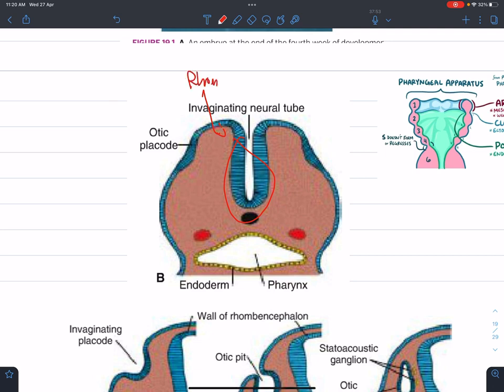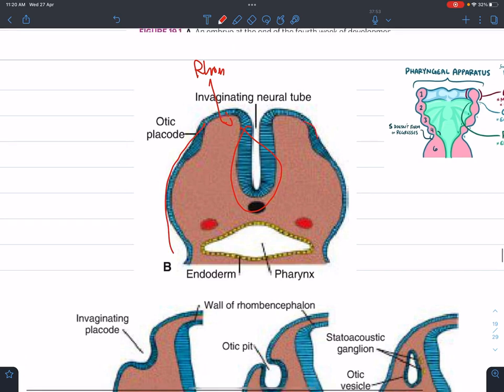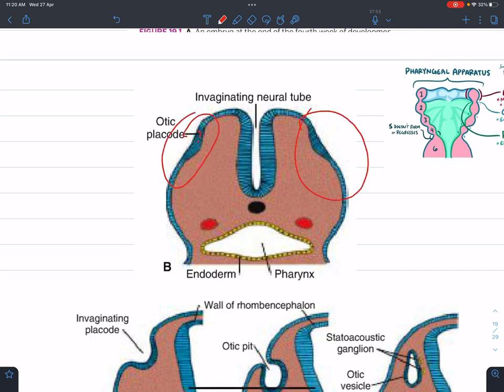Besides the neural tube, which is by the way invaginating, around it is the surface ectoderm, the blue color, okay? We can also see the red color, that's the mesoderm, and the yellow color, that's the endoderm, all right? And this is the notochord. All right, perfect. So we're looking at this from an inferior view. Now, what I want you to know is that the development of the inner ear is going to come from the surface ectoderm on each side of the rhombencephalon.